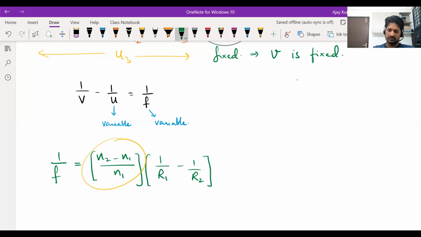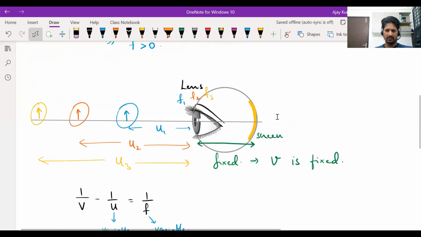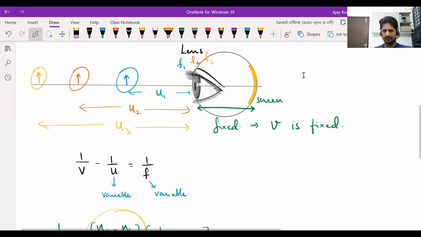What our eye does to adjust the focal length to be able to form images of different objects on the retina is that it adjusts the radius of curvature. The eye lens keeps getting flatter and more curved. The radius of curvature keeps changing depending on the object that you're looking at. And the muscles in the eye help us do that.